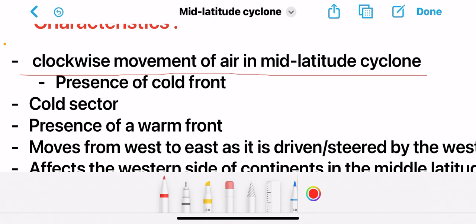Another characteristic is that a mid-latitude cyclone must have the presence of a cold front.